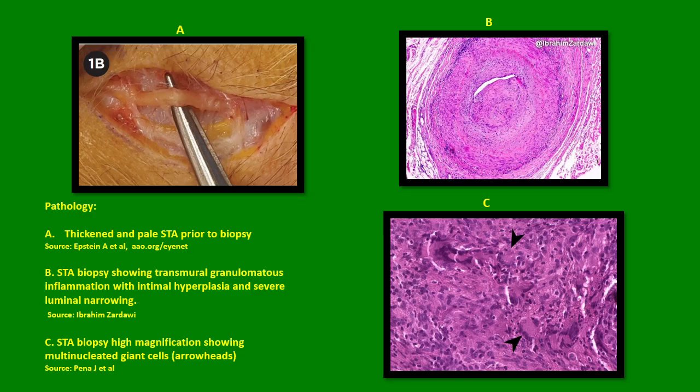This figure in A shows a thickened and pale superficial temporal artery prior to biopsy, and B shows an STA biopsy showing transmural granulomatous inflammation with intimal hyperplasia and severe luminal narrowing. In C is an STA biopsy, high magnification, showing multinucleated giant cells as indicated by the arrowheads.